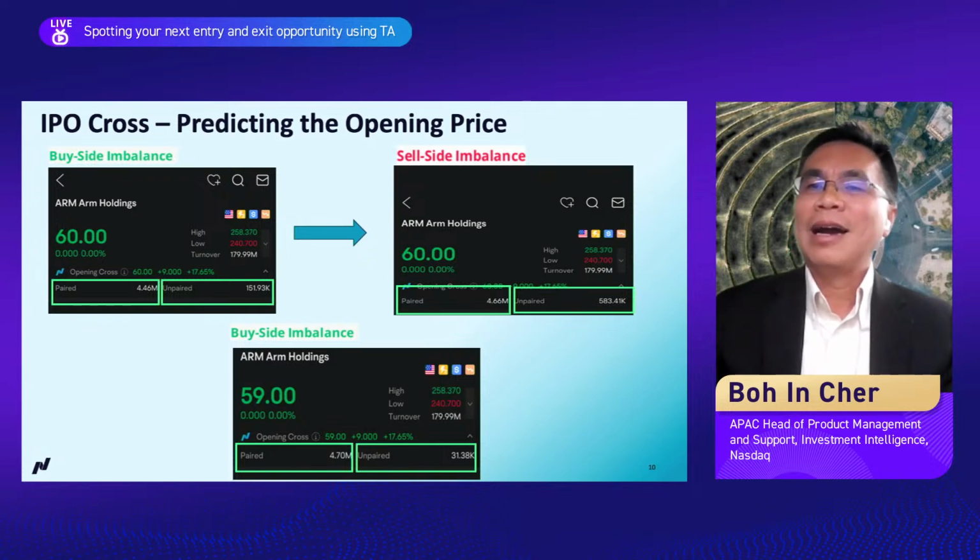The ARM IPO, being the largest IPO last year, garnered significant attention. Throughout the whole IPO process, from pre-IPO bidding to post-IPO bidding, as well as the subsequent announcement of the opening price, Nasdaq TotalView and NOII played a crucial role in providing transparent market information. This empowered investors with information to predict the potential opening price in advance and enabled them to tap trading opportunities. I hope that through this webinar, Isaac and myself can give further insight on how to utilize Nasdaq TotalView.